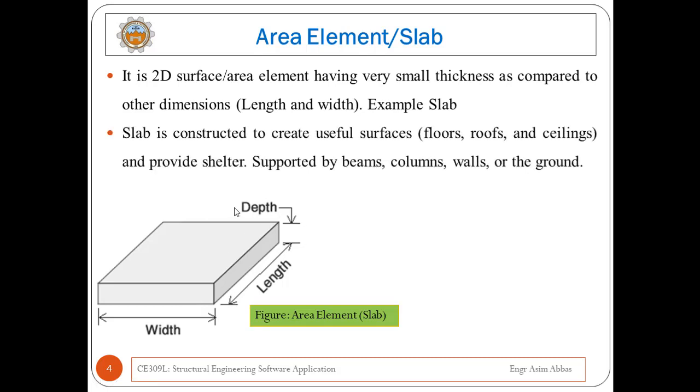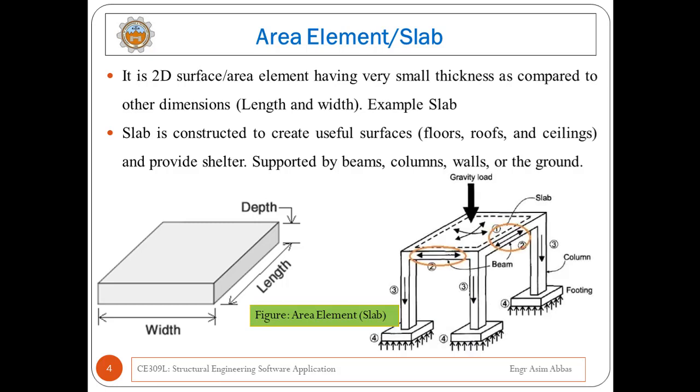Slab is usually constructed to create useful surfaces like floors, roof, and ceiling, and it provides shelter. And the slab is actually supported by the beams, column, wall, or the ground. Sometimes the slab is supported by the ground. In the figure, a slab example is shown where the load is applied on the slab, and the load is transferred from slab to the corresponding beams, and then the beam load is transferred to the column, and finally it is transferred to the foundation and soil.